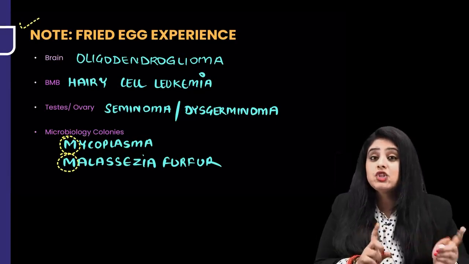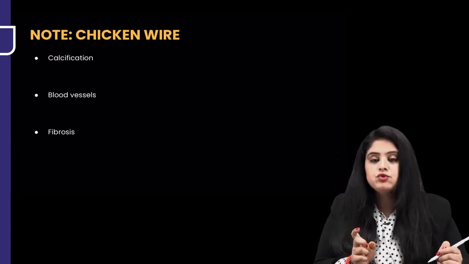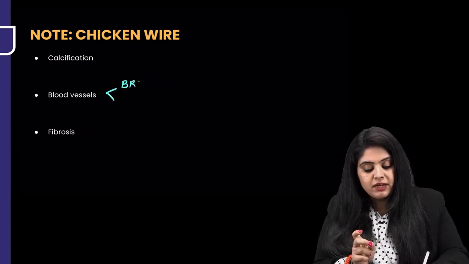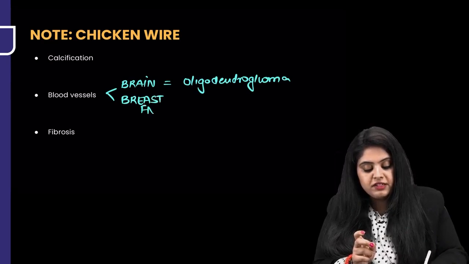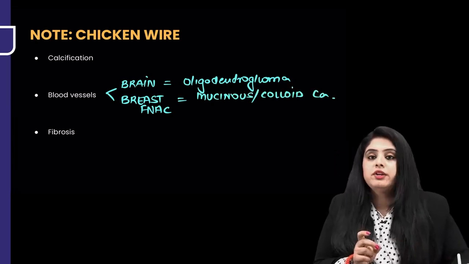Similarly, we have to do all the chicken wires. What is it about chicken wires? So over here, guys, I asked you chicken wire blood vessels. Exactly. If I've asked you chicken wire blood vessels in the brain, I am talking about oligodendroglioma, right? But if I ask you the same chicken wire blood vessels in the breast, on a breast FNAC it is seen in a tumor known as mucinous or colloid carcinoma. It is seen in association with mucinous or colloid carcinoma.